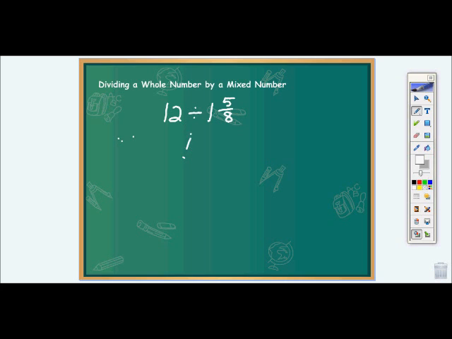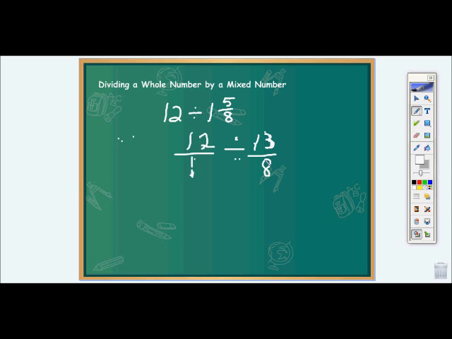Let's put it as 12 over 1. I'm going to keep the dividing by sign because at this point all I'm doing is renaming them into fractions. 1 times 8 is 8, plus 5 gives me 13. So I'm going to have 13/8. At this point, I still have a division sentence.